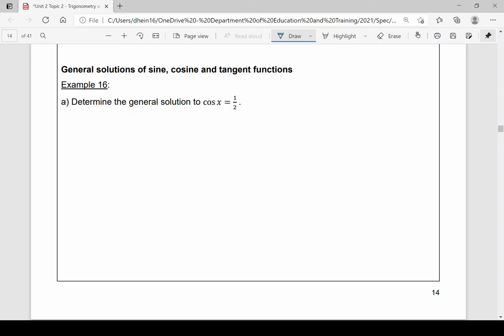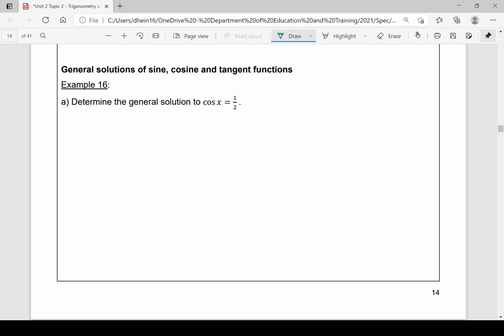Hi, Year 11s. Today we're looking at general solutions of sine, cosine, and tangent functions. So rather than just finding a solution in a domain, we're finding all of the possible solutions, and we're going to be defining it by using n, just some integer that's defined for all integers.